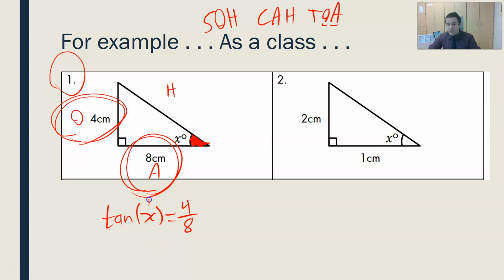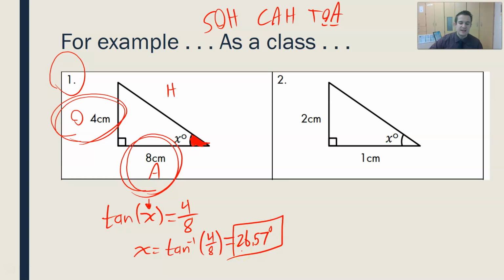Well, in order to solve for x, to solve for this angle and undo tangent, I need to do the inverse tangent, so this little tangent with the -1 of 4 over 8. So in my calculator, I'm going to push the second button and then tangent to get that little inverse tangent of 4 divided by 8, and that gives me 26.57-ish degrees. About between 26 and 27 degrees. Okay? And that's it. I'm done. I've found my missing angle.